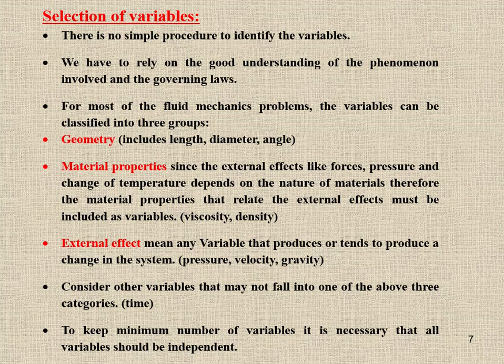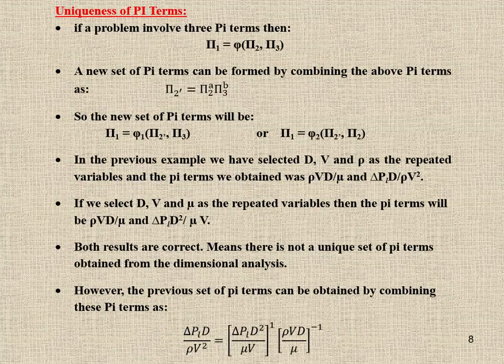So we did not consider that in our basic problem, and we proved that this velocity is a dependent variable. Because of that, we did not consider it in the list of variables. So let's move on to the uniqueness of pi terms. What is the uniqueness of pi terms?